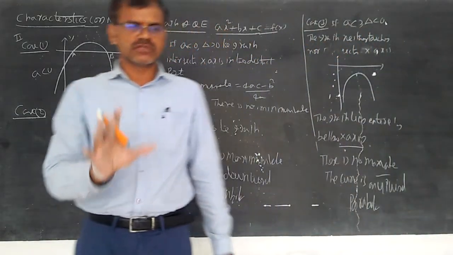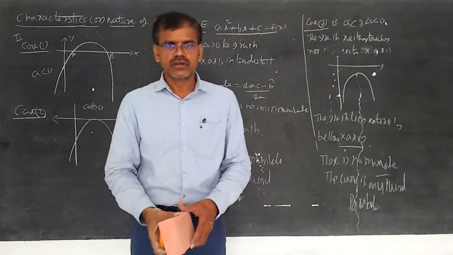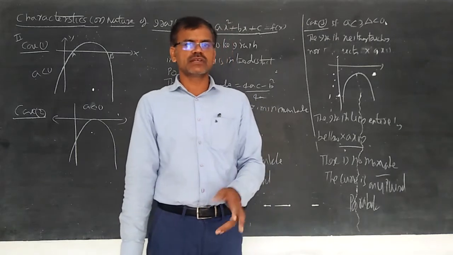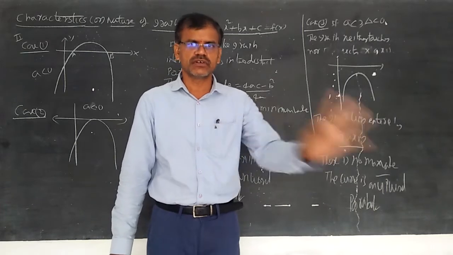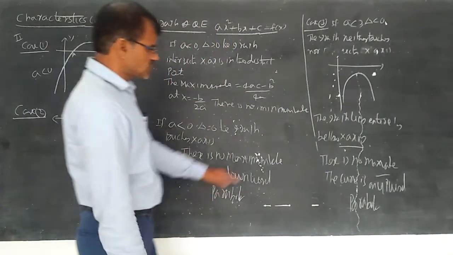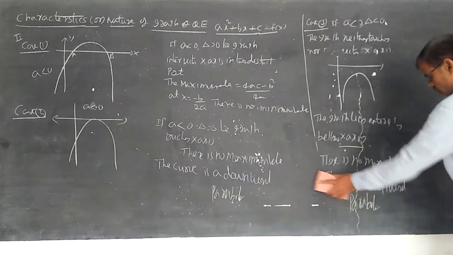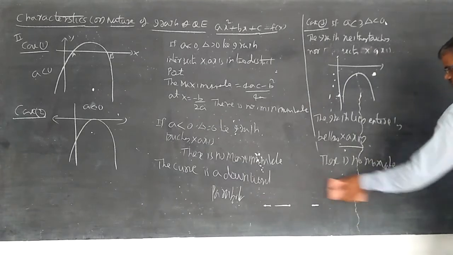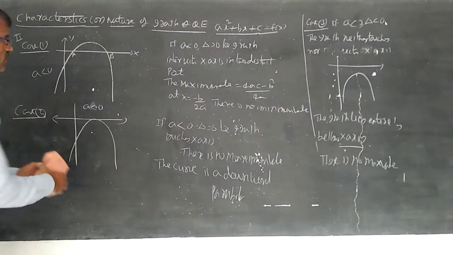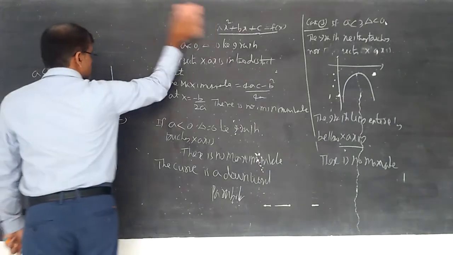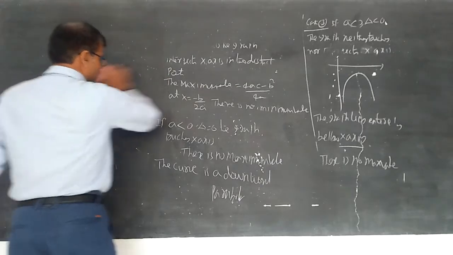Simply the meaning is, if a less than 0, the graph is downward, and if a greater than 0, the graph is upward. Same characteristic for everything. Delta greater than 0, intersecting at two distinct points. Delta equal to 0, simply touching. Delta less than 0, no touching, no intersecting. That's all. Below the x-axis there is no maximum value also. Here you can write the graph is a downward parabola. For everything, if a less than 0, the graph is a downward parabola, and a greater than 0, the graph is an upward parabola. Now we can write the characteristic or nature of a graph.